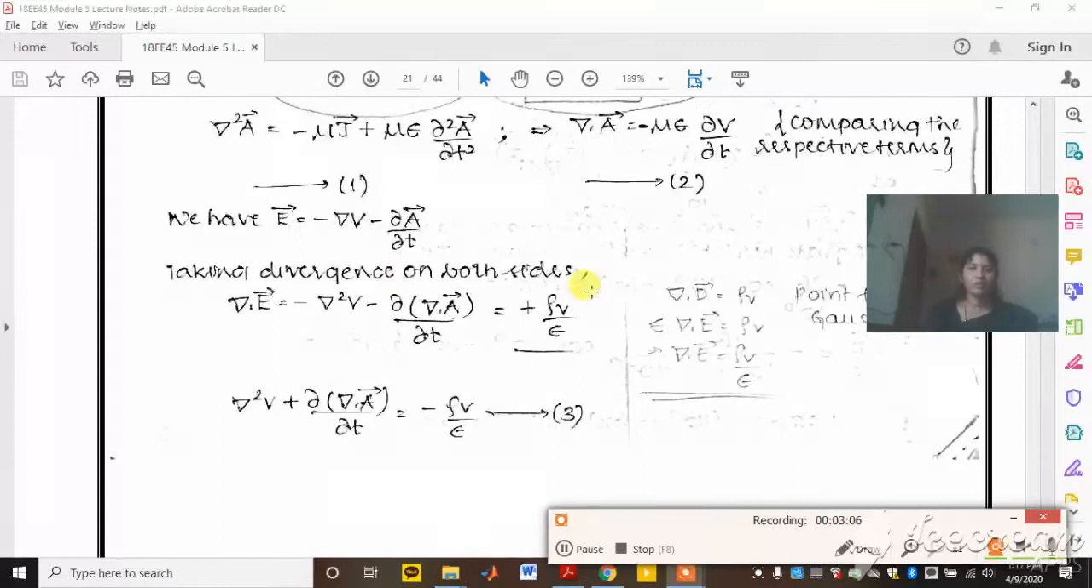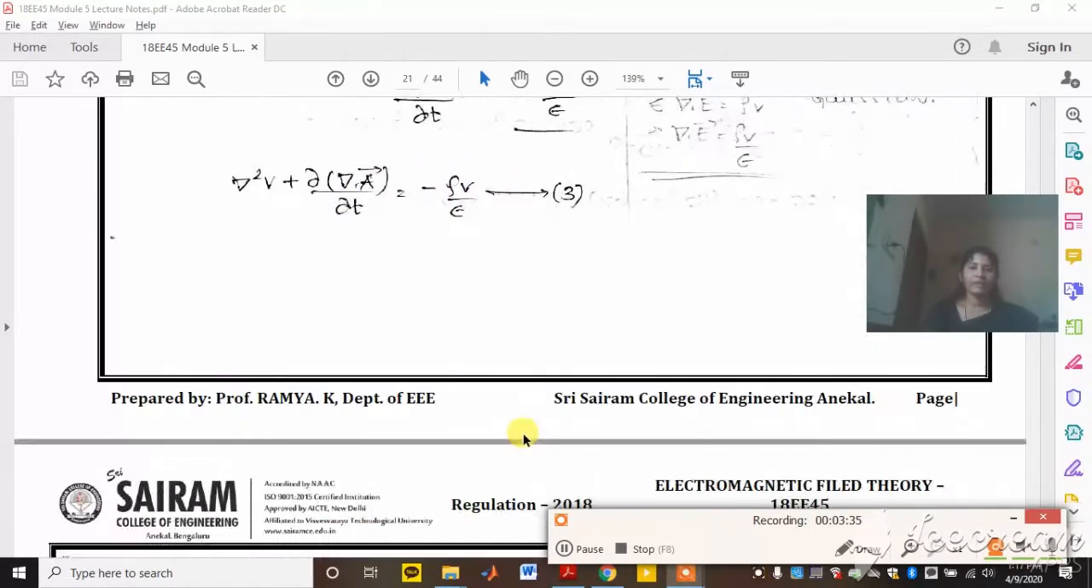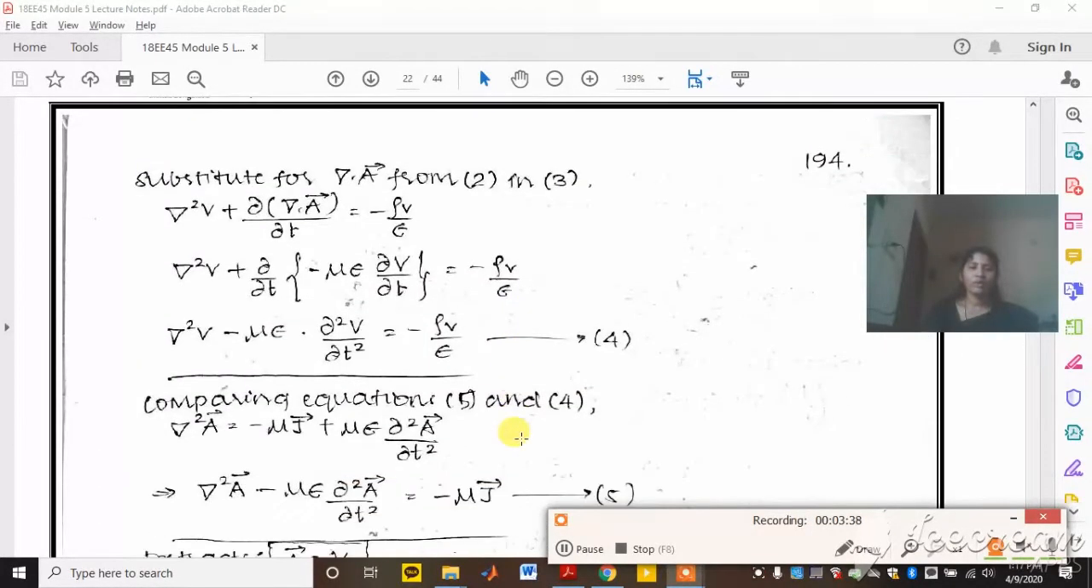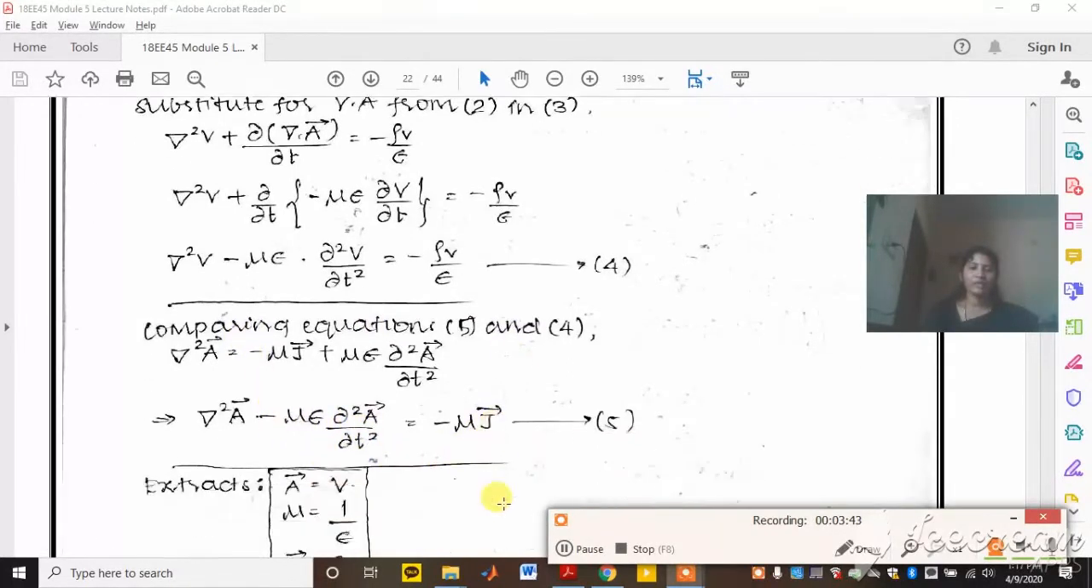Taking divergence on both the sides, you are going to get divergence square V plus dou divergence A divided by dou T is equal to minus rho V divided by epsilon. It looks like your Laplace equation. Laplace equation in case of electrostatics is divergence square V is equal to minus rho V divided by epsilon. If it wants to satisfy your time varying field, then the Poisson's equation in case of your time varying field is divergence square V plus dou divergence A divided by dou T is equal to minus rho V divided by epsilon. So after solving, we will get divergence square A minus mu epsilon dou square A by dou T square is equal to minus mu into J.